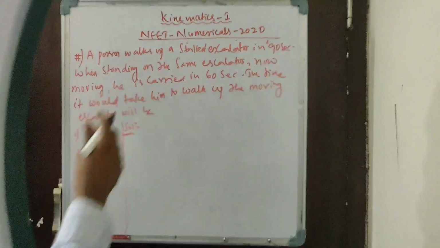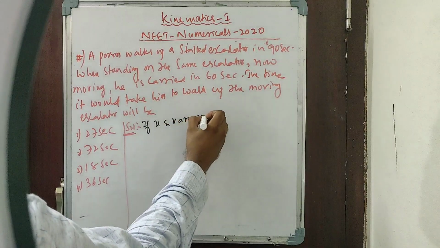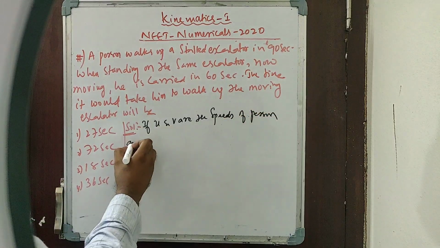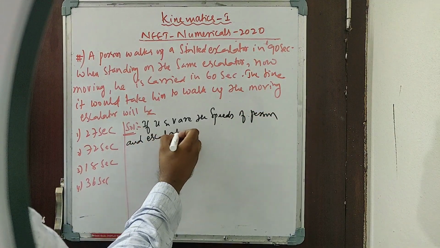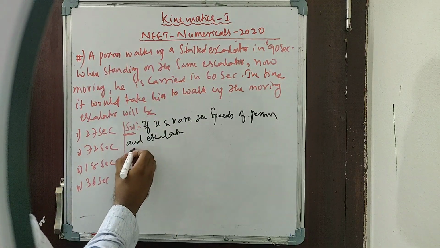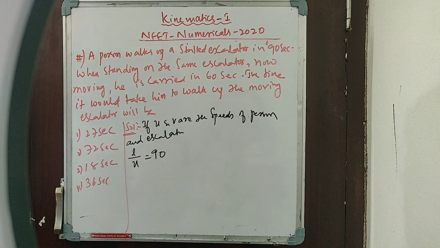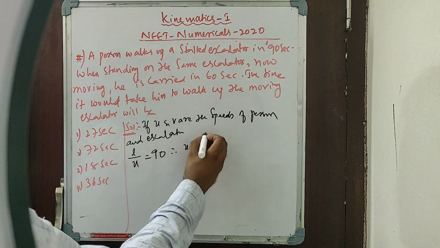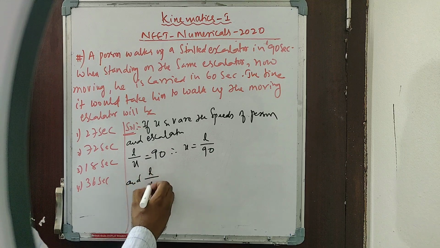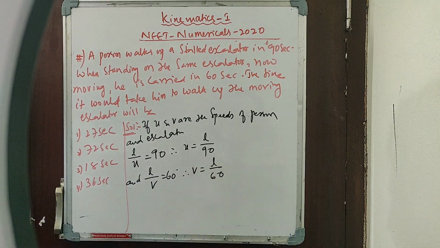Okay, sure, I'll try to do it. Let u and v be the speeds of the person and the escalator. Now see, the person walks up the escalator of length L, so time is equal to distance by speed: L by u equals 90 seconds. Therefore u is equal to L by 90. In the same way, L by v equals 60 seconds. Therefore v is equal to L by 60.